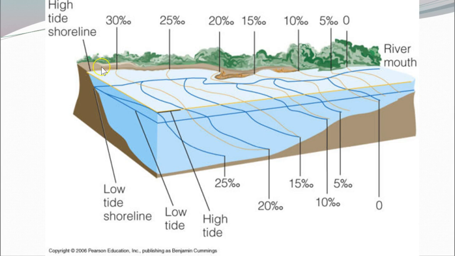So at the high tide shoreline, you may have 30% salt, whereas at the river mouth, you'll have very little salt. It's not actually zero, it's like something percent, but there is a certain amount of salt in all water because it's dissolved in there. And we talked a little bit about that in another set of video notes.